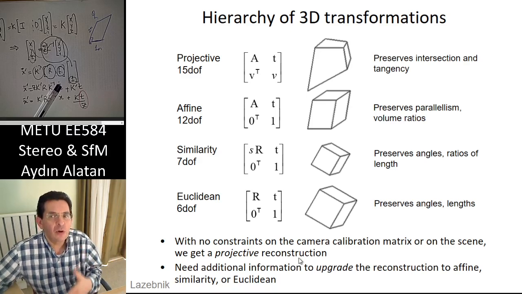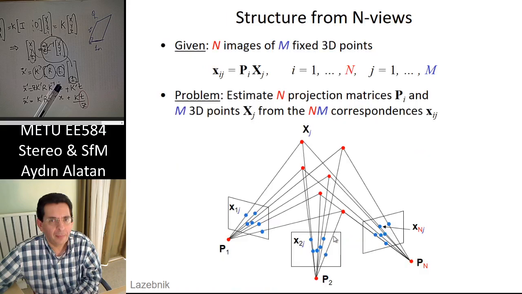Therefore, it is also possible, even for the cameras whose calibration information is not known, to obtain the reconstruction step by step from projective to affine, affine to similarity, and like that.